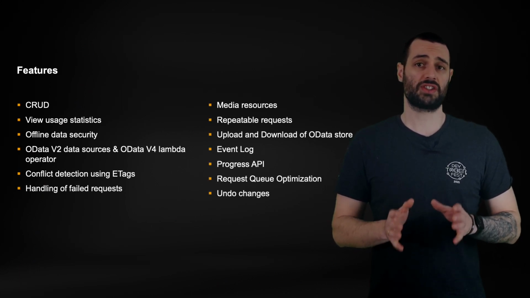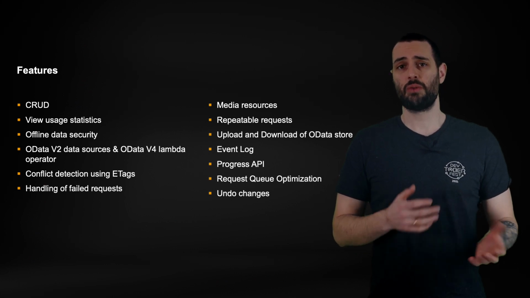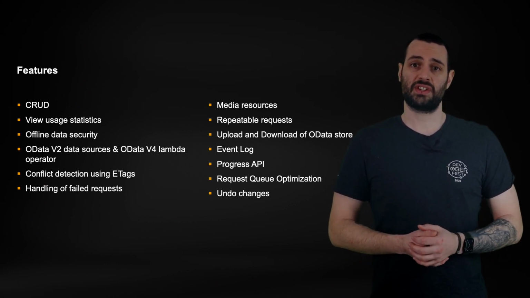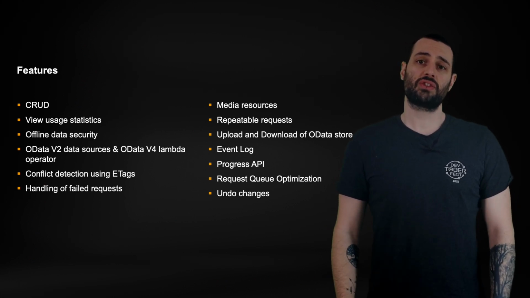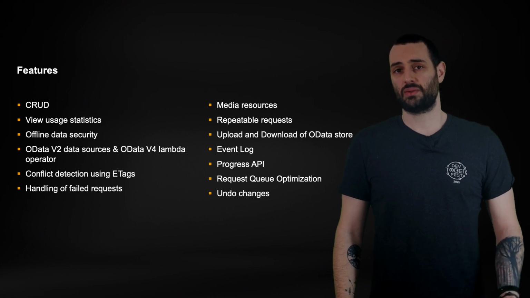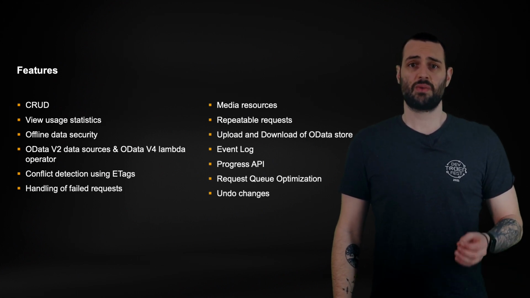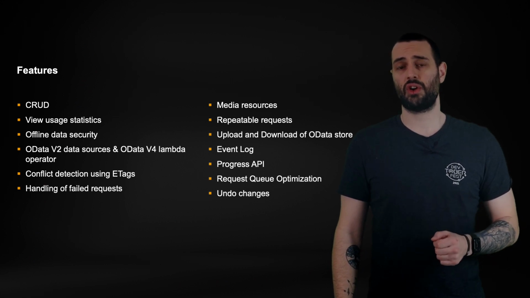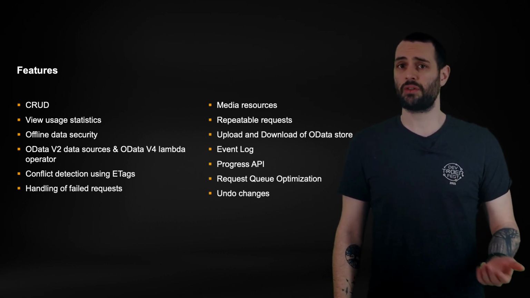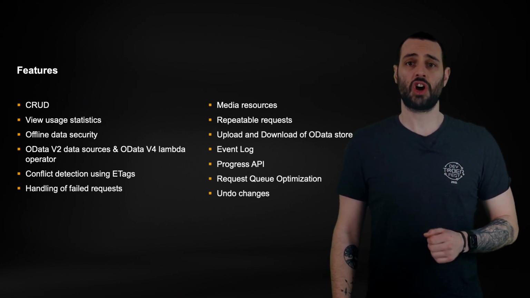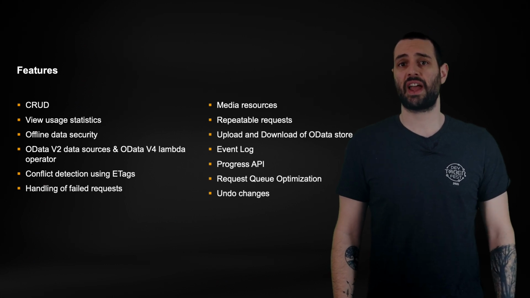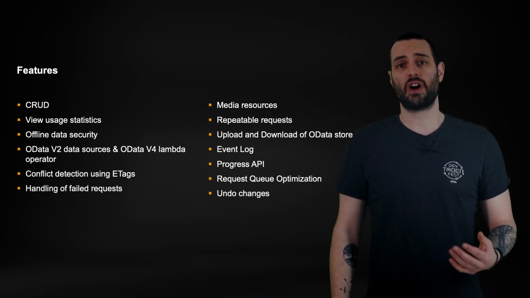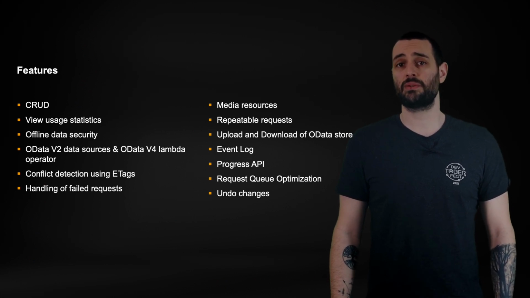So now let us look at the available features with SAP Mobile Services and the mobile native SDKs. We have full CRUD support, allowing you to operate on the data like you would expect with most backend services. We can view the usage statistics within SAP Mobile Services, allowing you to monitor network activities and handling of the offline store. We provide data security on the device as well as on SAP Mobile Services to ensure secure data handling. Currently, there is full support of OData v2, and OData v4 is partially supported by providing the Lambda operator. Conflict detection is done using e-tags, and failed requests are handled automatically using specific heuristics and proper error logging.